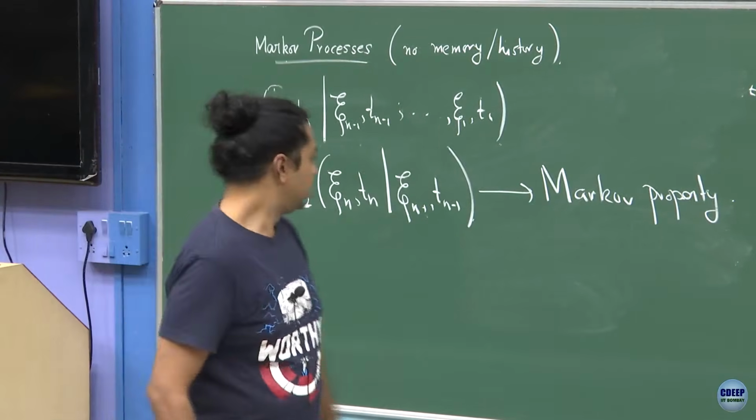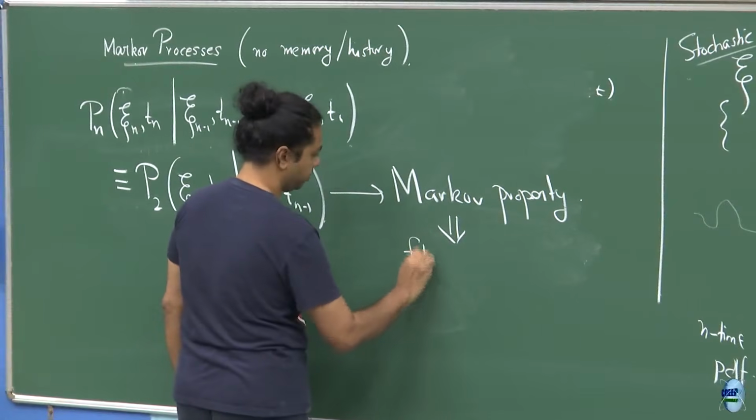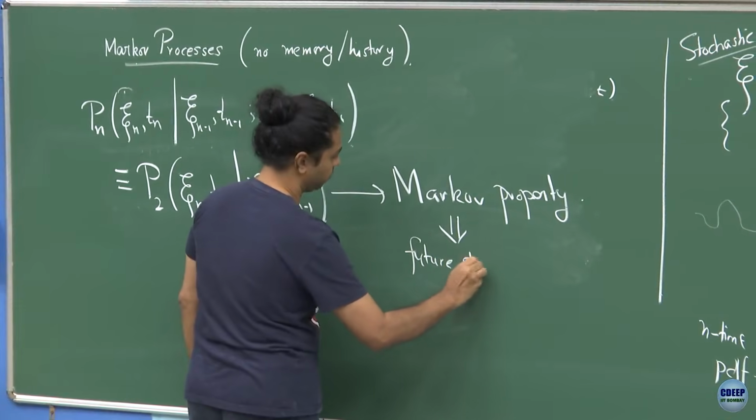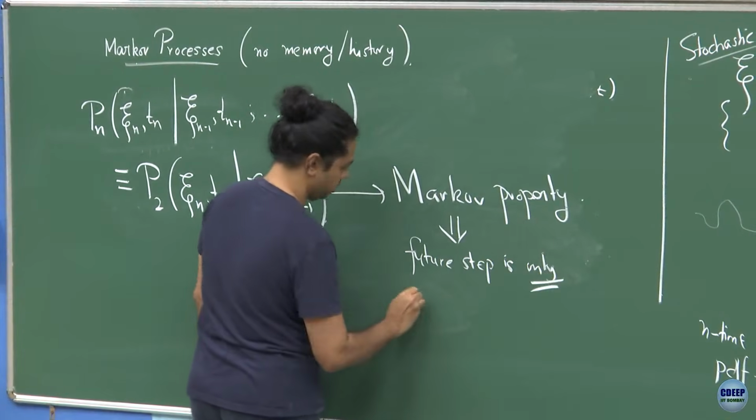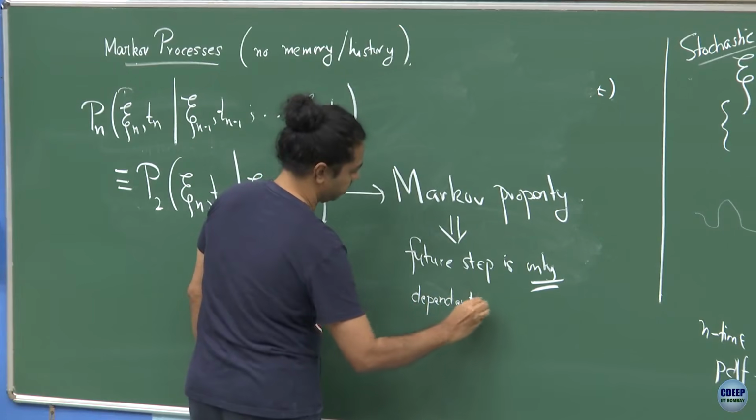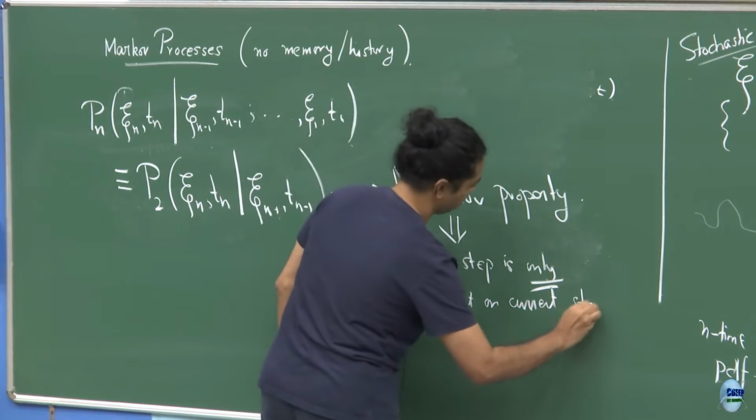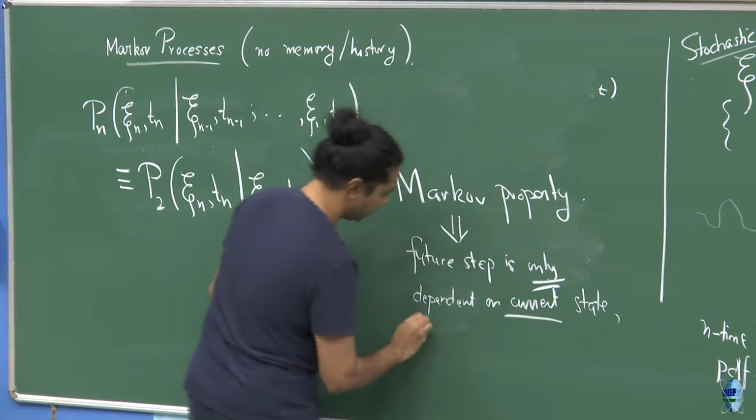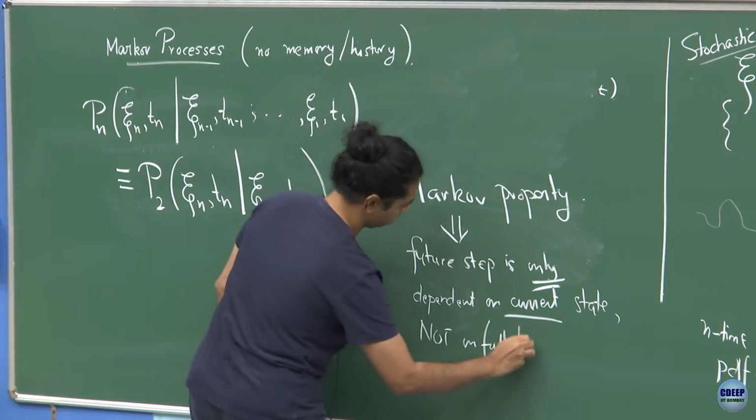Right? So, this essentially says that the future step is only dependent on the current state and not on the full history, okay, not on full history.